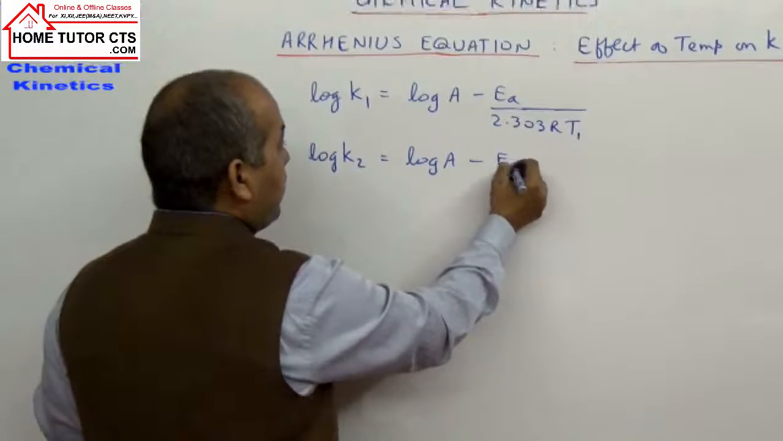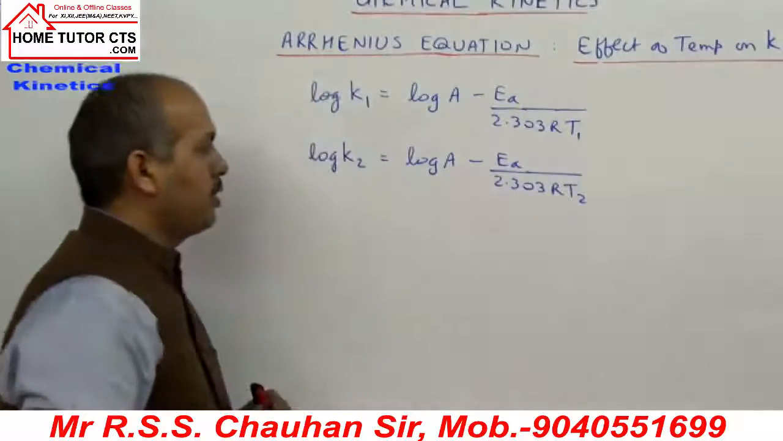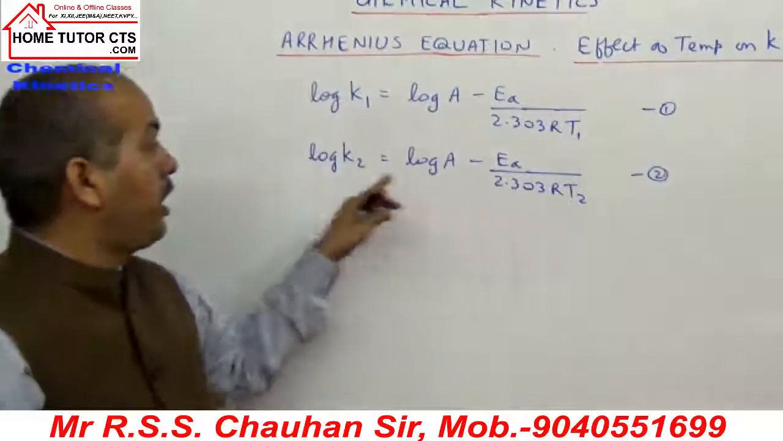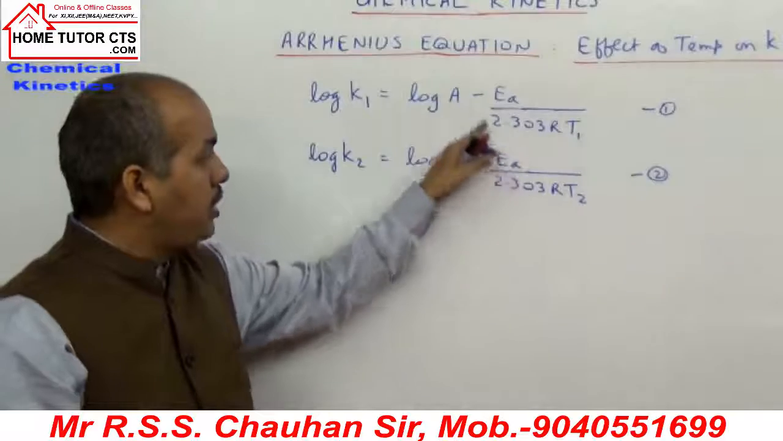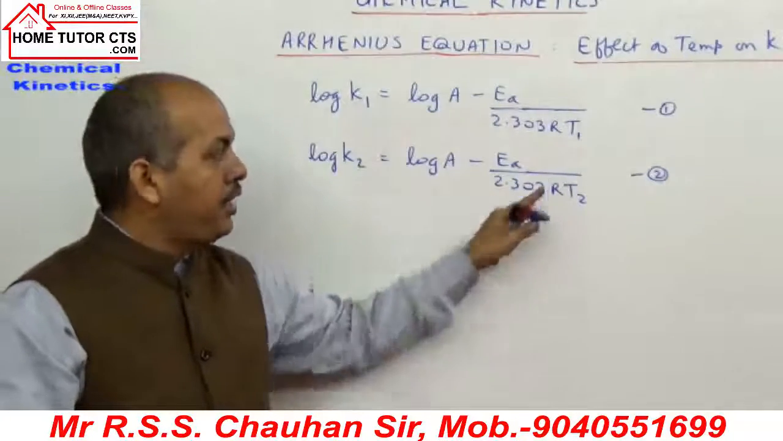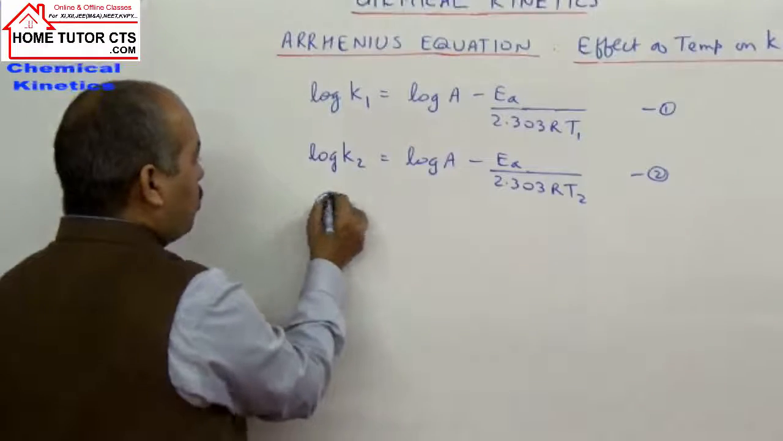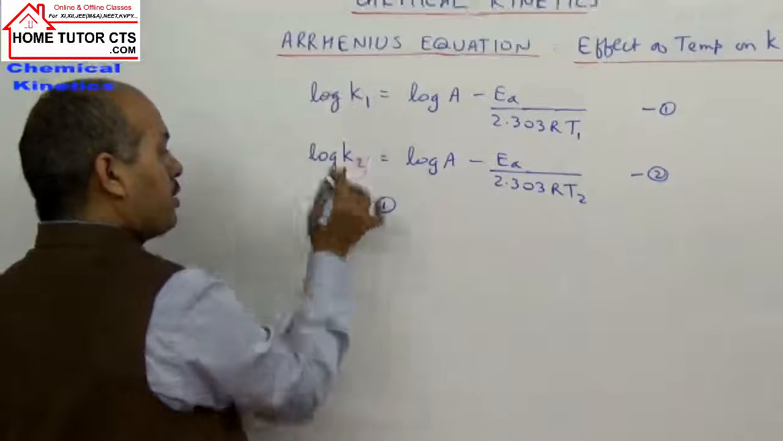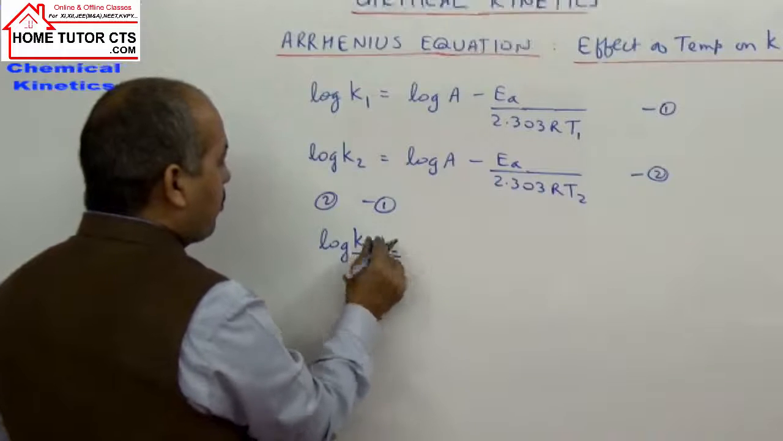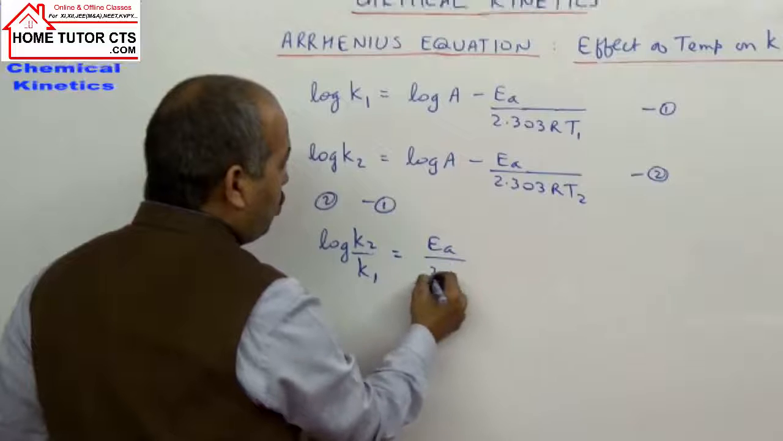So how do we write the expression? EA by 2.303 RT2. At T1 temperature, K1 is the rate constant, and at T2 temperature, K2 is the rate constant. EA and A will remain constant in the given temperature range. So when you take the ratio, meaning subtraction, 2 minus 1, log K2 minus log K1, I can write log K2 by K1 equal to how much? Log A cancels out, and I can write EA by 2.303 R.